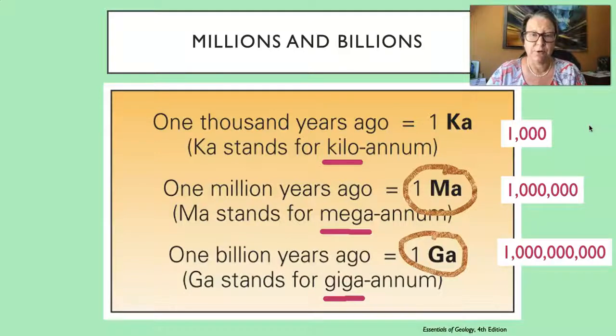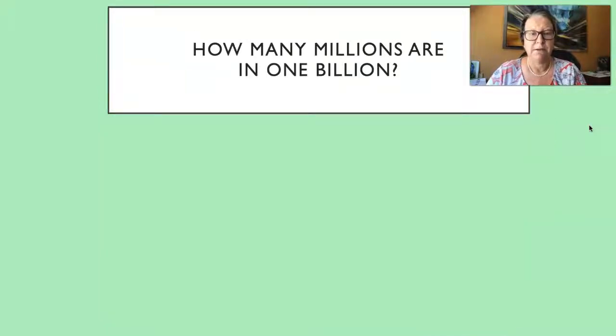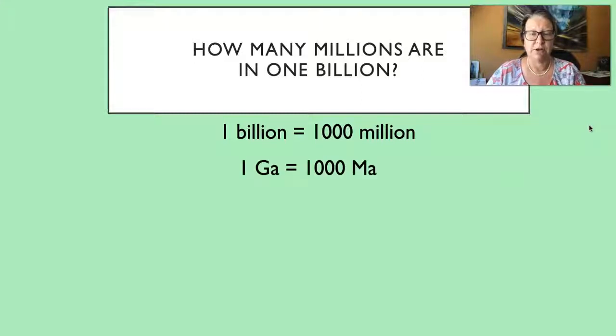Now, here's a question for you. How many millions are in a billion? Pause, go back to the previous slide if you need to, and think about the answer. Okay, here's the answer. 1 billion equals 1,000 million. There's 3 decimal places difference between them. And so if we use our terminology we just learned, 1 Ga equals 1,000 Ma.